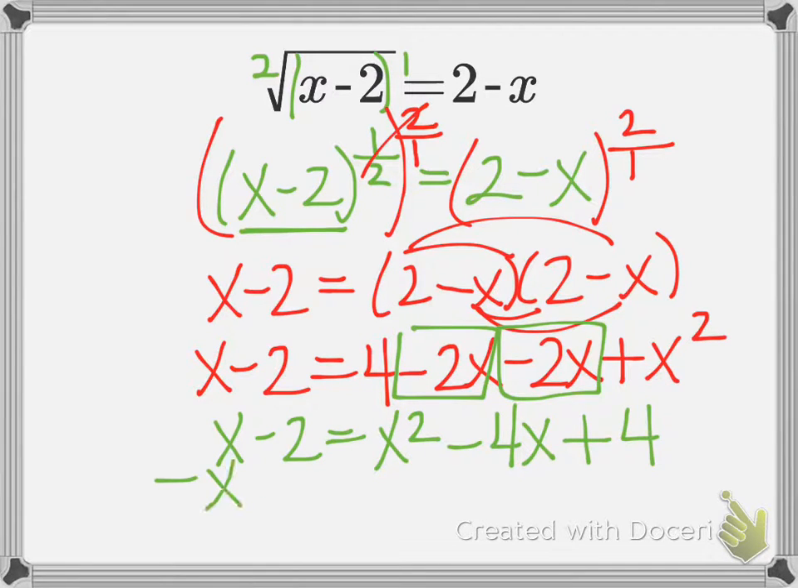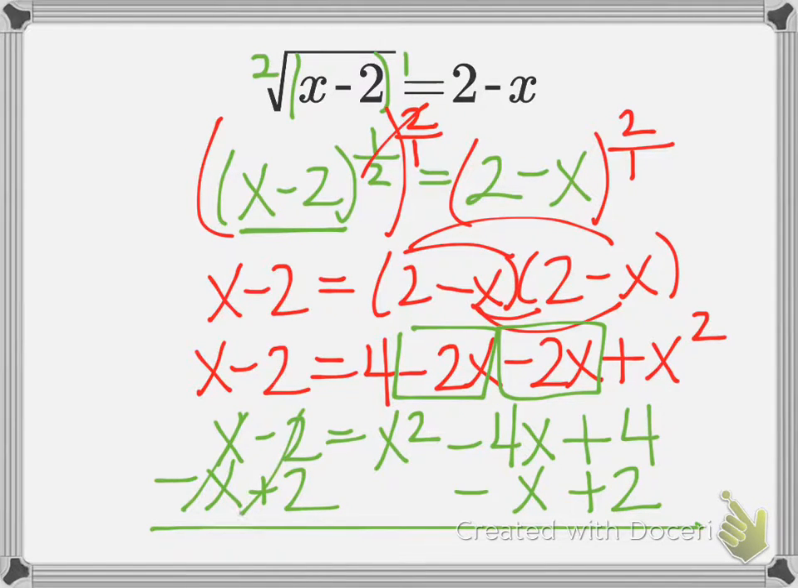Now I'm going to have to move both of these over, so I'm subtracting an x and adding a 2 to both sides. So I now have my equation set equal to 0, which is what I always have to do if I'm going to factor. So I end up with this. Now I'm ready to go ahead and do MAM. I'm going to go onto a new slide just so I have enough space. I'll just rewrite this.